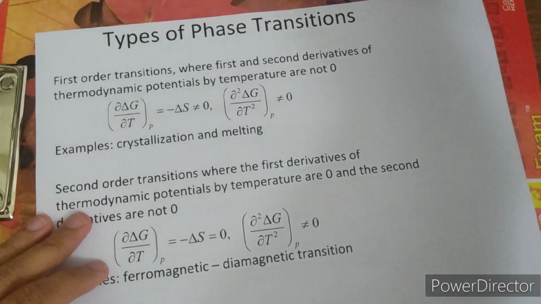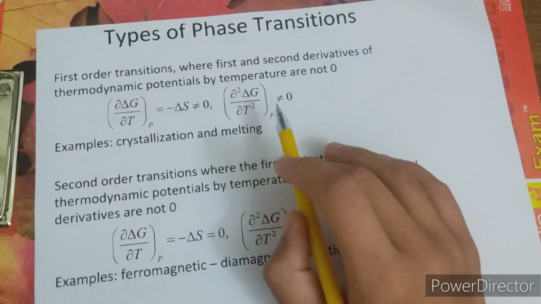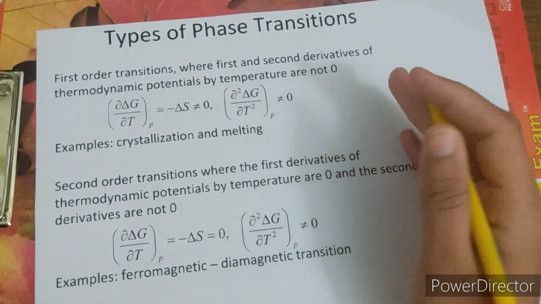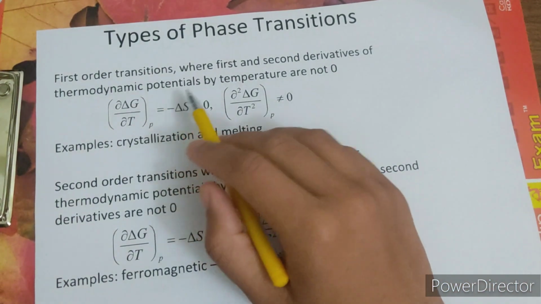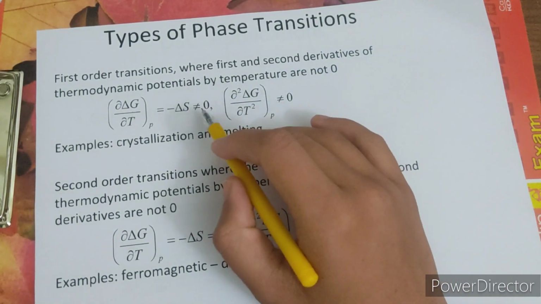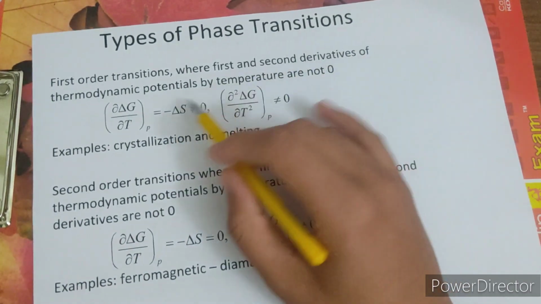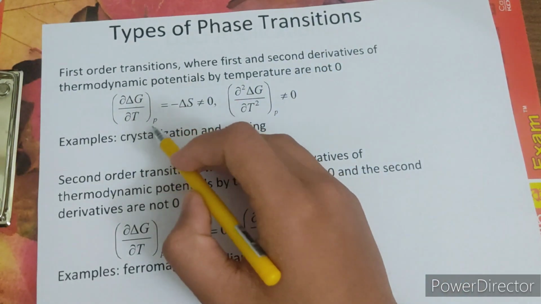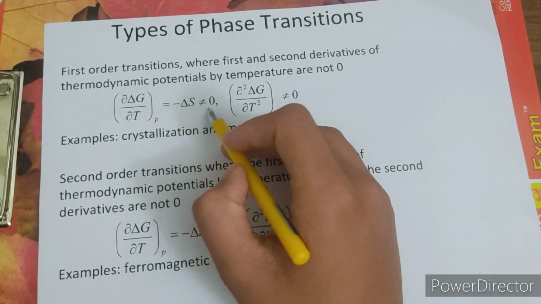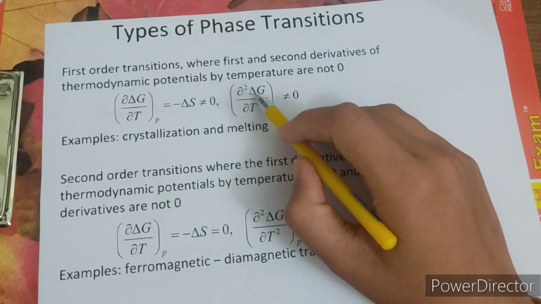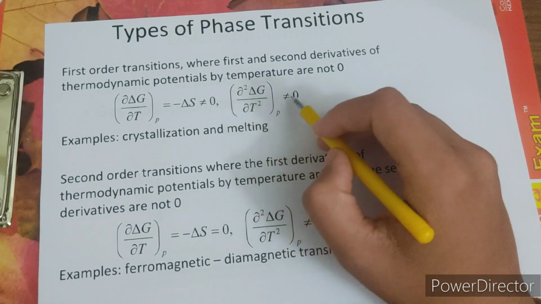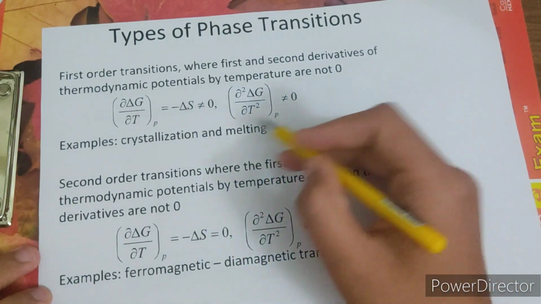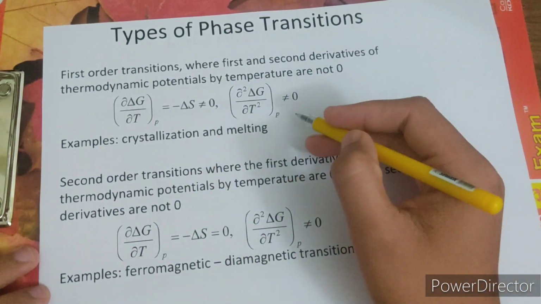So now a brief about phase transition. This part is actually not required, but I'm giving it as extra information. So first order phase transition, where the derivatives are not equal. The first derivative of the thermodynamic potential by temperature is not zero. That is, delta G by delta T at constant pressure is equal to minus delta S, which is not equal to zero. Similarly, the second derivative, del square G by del T square, is also not equal to zero, where the pressure is constant. In this case, we will get crystallization and melting, or the melting point we can consider.